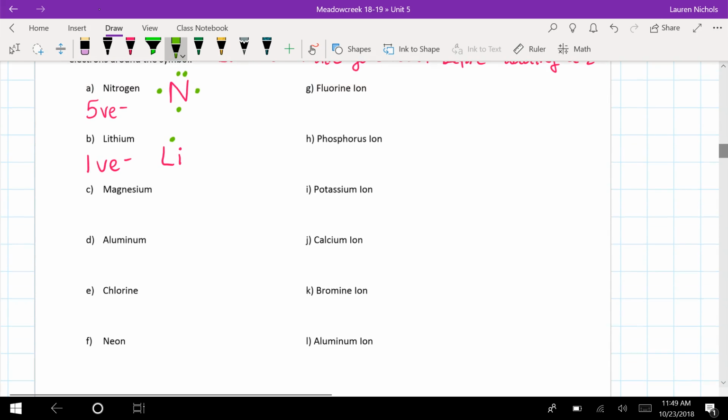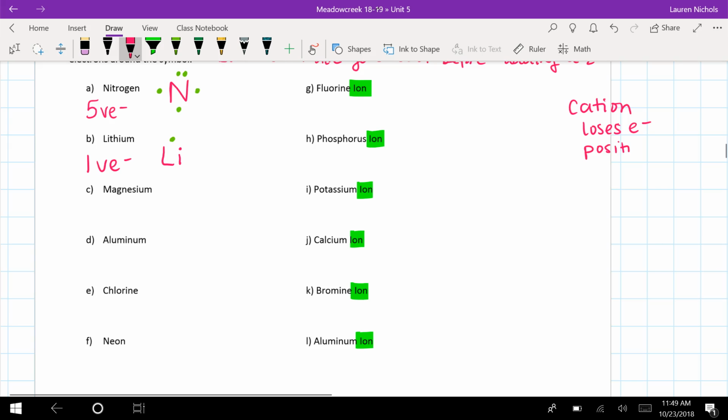Now, G through L gets a little different because these say that they are ions, right? And so you need to know what is going to happen. So as a refresher, a cation loses electrons and has a positive charge. Okay, an anion is going to gain electrons and will be negative.